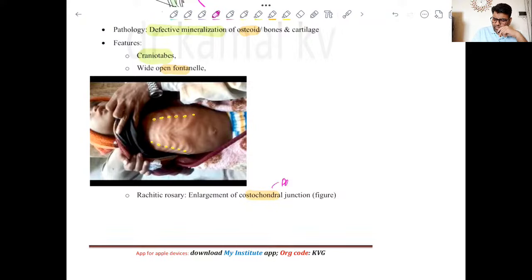So these are painless. One can also see Harrison sulcus, which is the attachment of diaphragm. So this is Harrison sulcus.